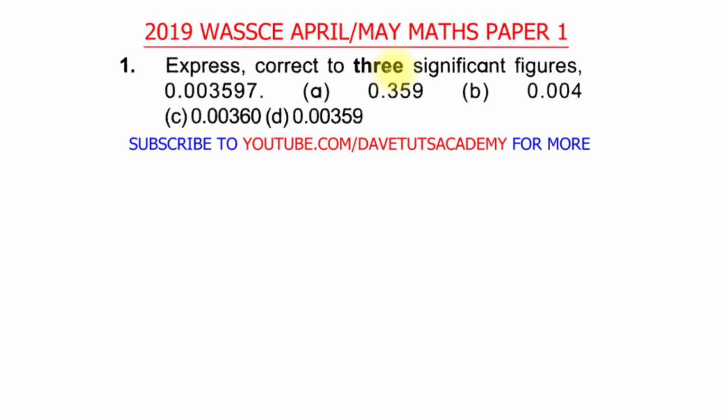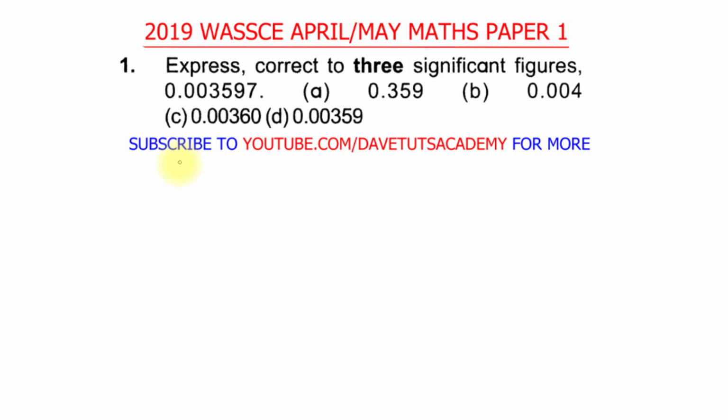Express correct to three significant figures 0.003597. The first question we need to answer is, how do we correct to three significant figures when we have been given four significant figures? You can see we have 3, 5, 9, 7. That is a total of four significant figures. Significant figures mean those are figures that we can readily identify, but we're asked to express this particular number correct to three significant figures.